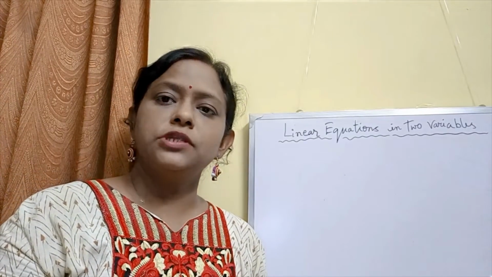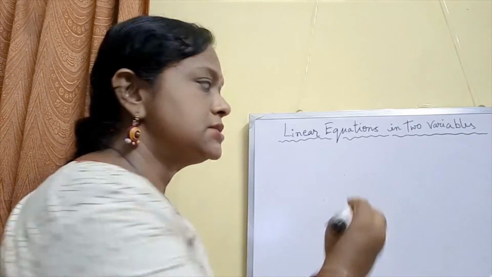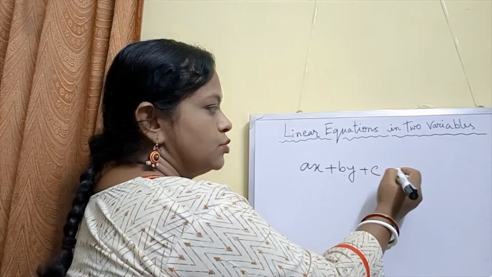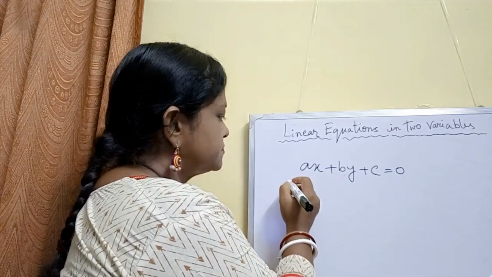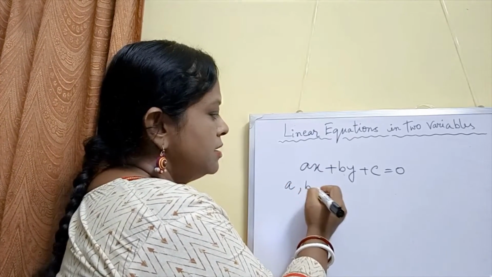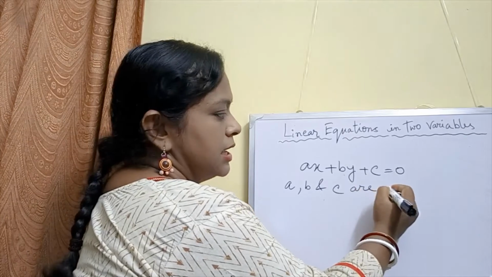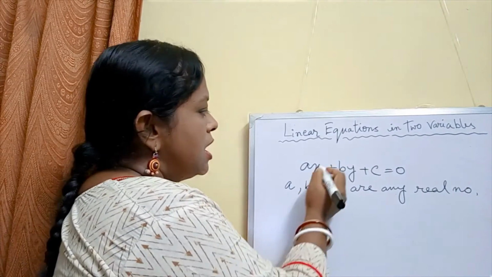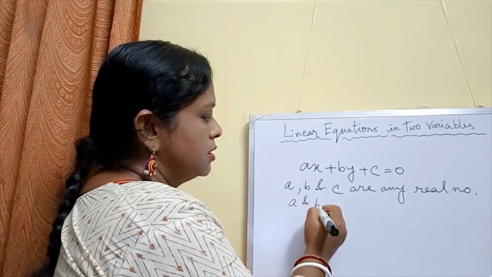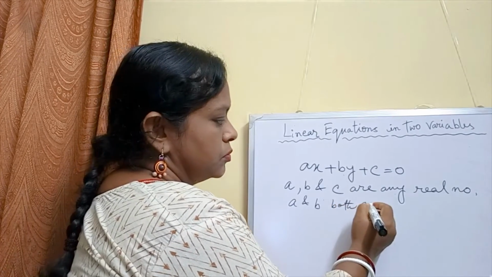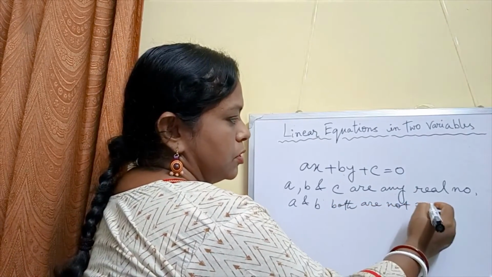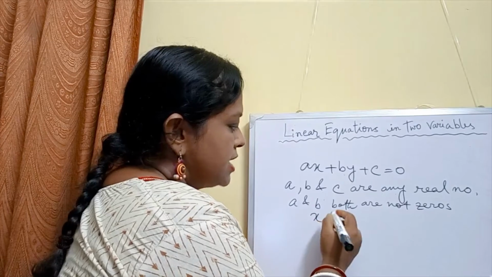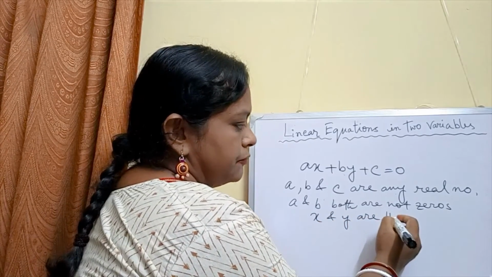Now the general form for linear equations in two variables is ax plus by plus c equals 0, where a, b and c are any real numbers, and a and b both are not 0. Both are not zeros, that means at least one is non-zero. And x and y are the variables.